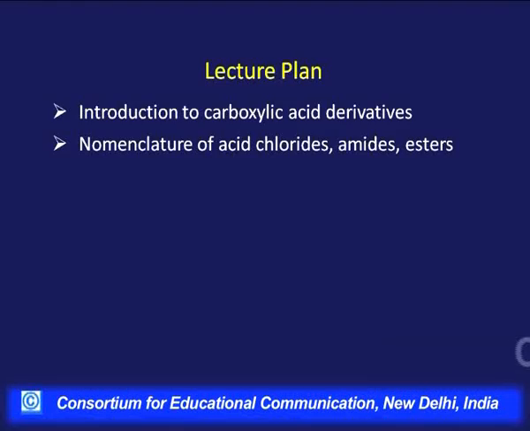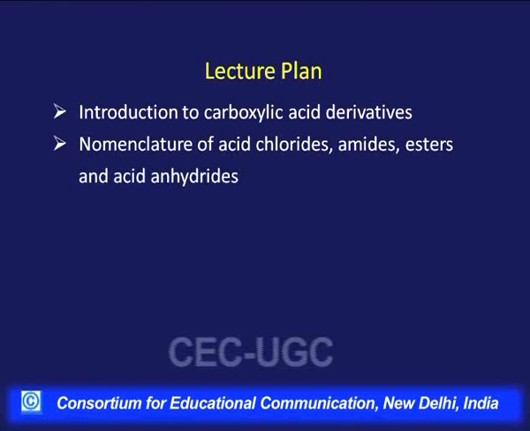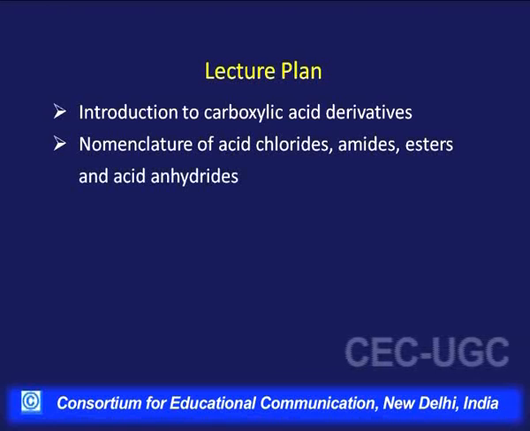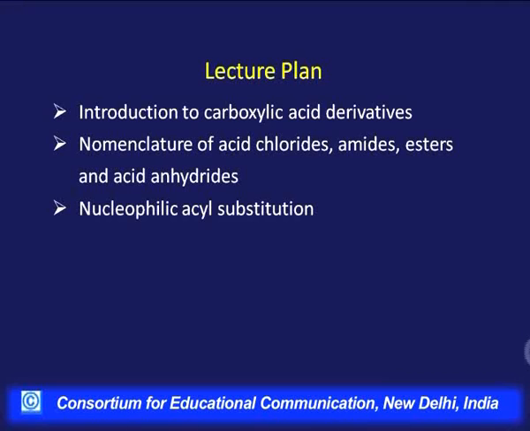We have discussed earlier about the carboxylic acids. Today we will discuss a certain group of compounds which are obtained from carboxylic acids, and we call them carboxylic acid derivatives. We will discuss what these carboxylic acid derivatives are. Then we will talk about the nomenclature, and we will take up, amongst these acid derivatives, acid chlorides, amides, esters and acid anhydrides. Then we will talk about one reaction, that is nucleophilic acyl substitution.